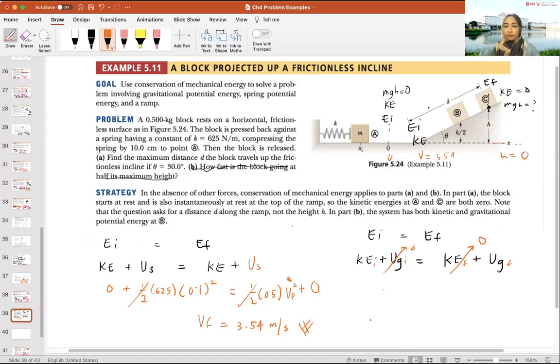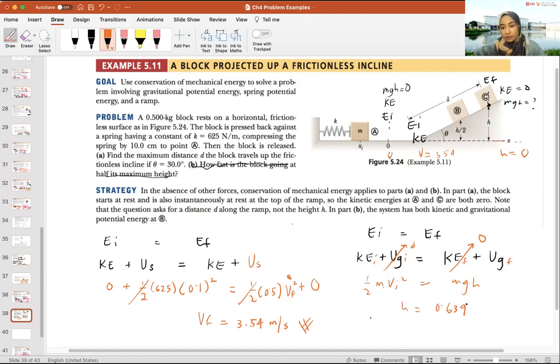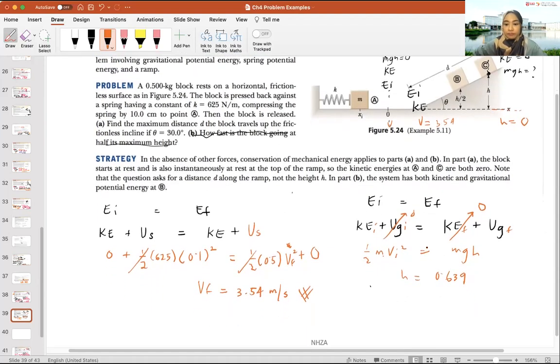Force is 0. So if this is my EI and this is my EF, EI is equal to KEI plus 0 equals to KE final plus UG final. So this would be 1 over 2 MV final, sorry, V initial squared. And this would still be MGH. And I would still get H as 0.639 tadi. Same answer. Why is that? Kenapa jawapan dia akan sama?